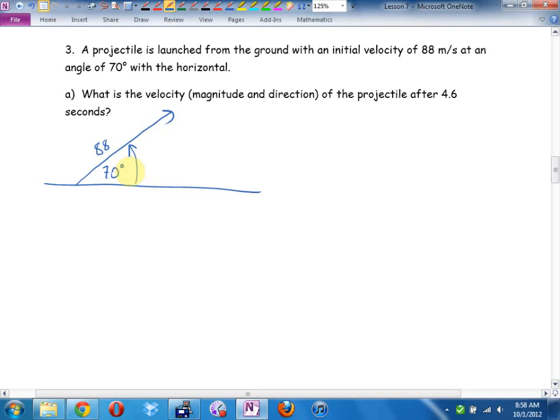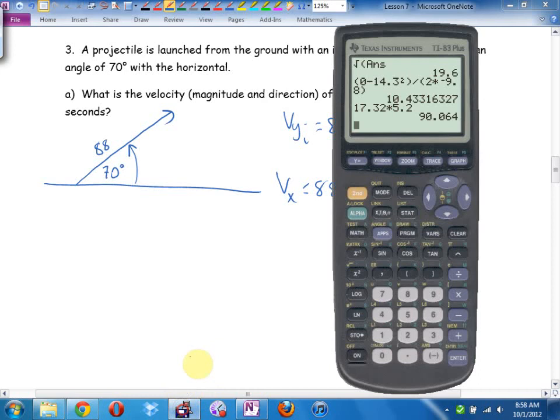What are we going to do first here? Yeah, you know what? We're at an angle. I can't call it a no-brainer, because it does involve some good skill. But in terms of decision-making, hey, we're at an angle, you better find the components. So VY initial equals 88 sine 70. VX equals 88 cos 70.